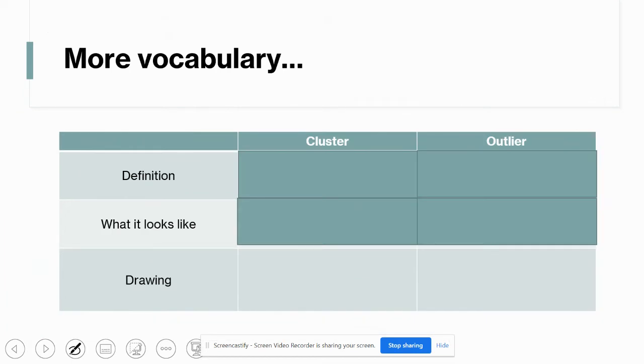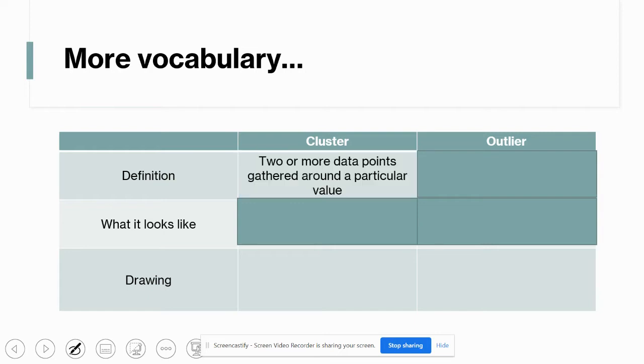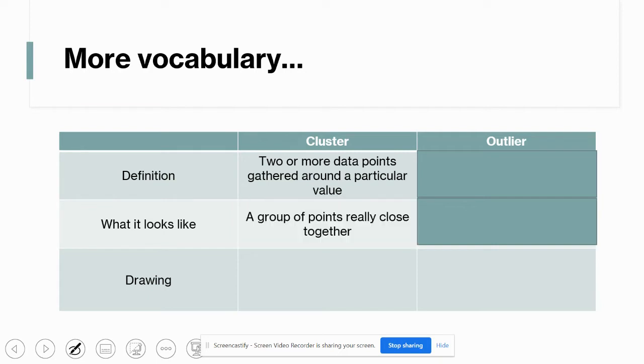The first one is a cluster. The definition is two or more data points that are gathered around a particular value. What it looks like is a group of points really close together. So let's draw one out. We have our line, and then we just have a bunch that are right near each other. Remember, I used the analogy of students clustered in the hallway and you can't get around them. And then we have outlier.